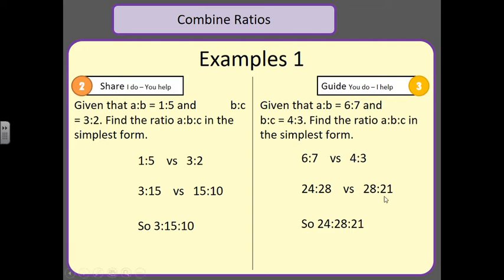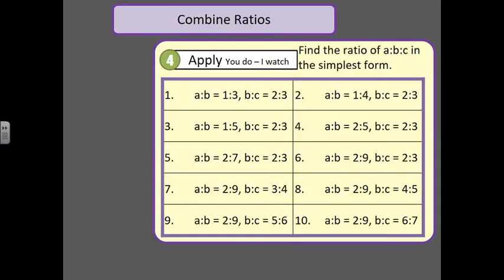Okay, good. So you combine them to make 24:28 and 28:21. So you times this one by 4, this one by 7, and combine them at the end. Excellent. Right. What I want you to do now is put me on pause while you try these exercises. It's more of the same, just combining the ratios. Okay, so put me on pause, thank you.